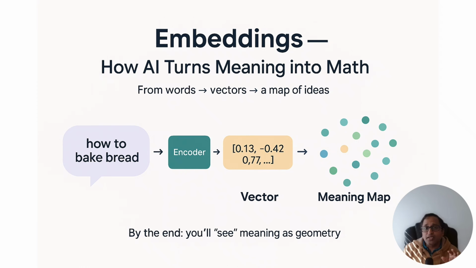So to summarize, machines don't understand words, they understand numbers. Embedding turns the text into vectors that capture meaning. So similar meanings lie close together in the vector space.